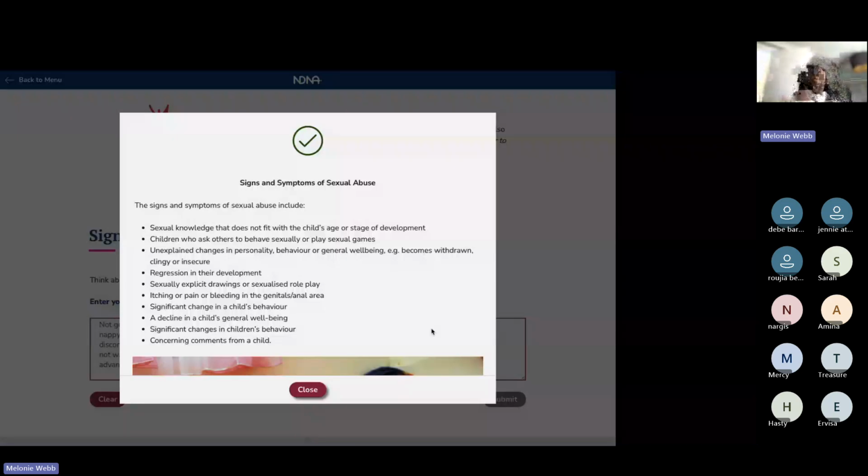Nonetheless, you can always go to MASH, explain what you've seen or what you've heard, and share that information. And that's even after you've reported something, even if you don't think that the advice that you've been given by your designated safeguarding lead or anybody else is correct, you can always check that for your own peace of mind.